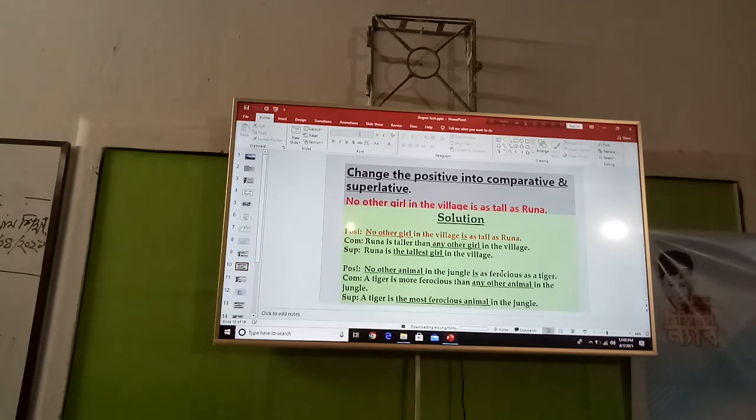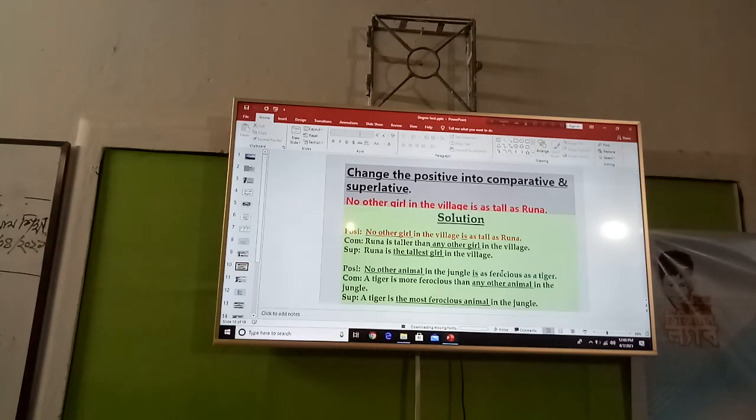In the next question of the comparative sentence, a tiger is more ferocious than any other animal in the village. If you change into superlative form, the subject would be the same. A tiger is, that means the verb is the same. Then the comparative form into superlative form, that means the most ferocious. Then the other part of the comparative sentence, that means animal in the village. That means a tiger is the most ferocious animal in the village.